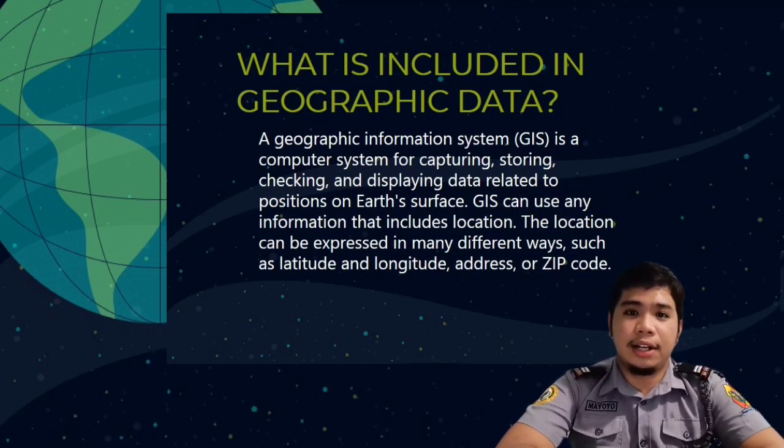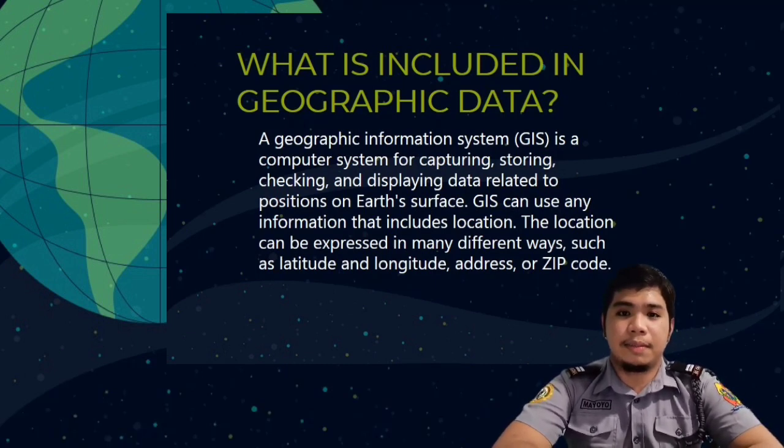Here are examples of geographic data. Specific to law enforcement are police districts, beats, or grid boundaries.